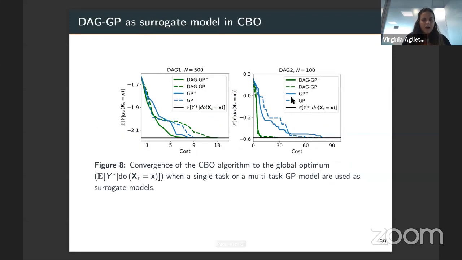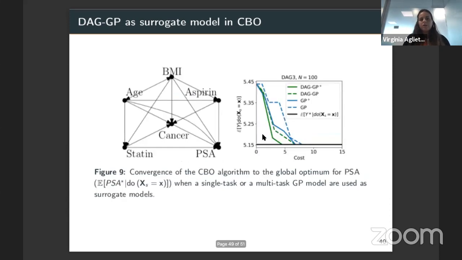Sorry about that. So in green, you can see the convergence of the algorithm to the true optimum, this black line, when using the DAG-GP model with the causal GP prior, while the green dashed line represents the convergence of the algorithm when using the DAG-GP, but without the causal, with the standard prior. And here the same. So you can see that overall, the DAG-GP model with causal prior converges to the optimal value faster than any competing methods. I'll conclude with a real example.